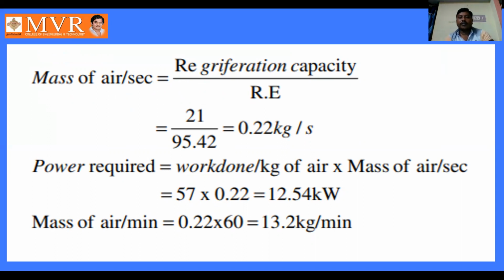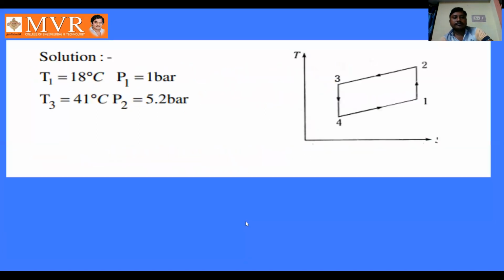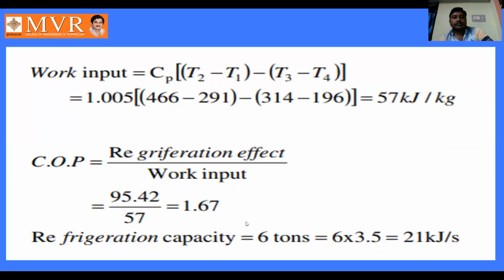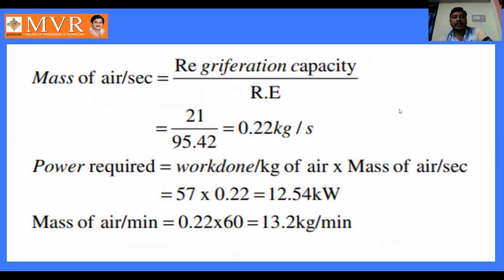Power required is equal to work done per kg of air into mass of air per second. Already we have calculated the work done per kg of air. See here, work done means work input, which we already calculated here as 57 kilojoule per kg. Hence, we have substituted the value here.